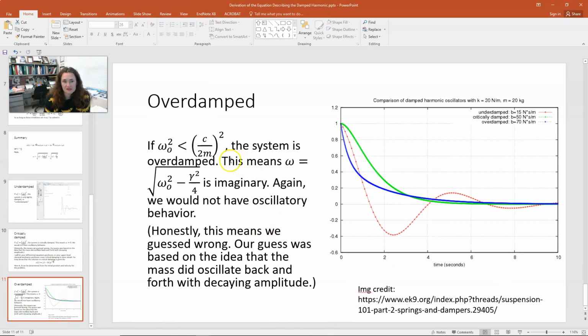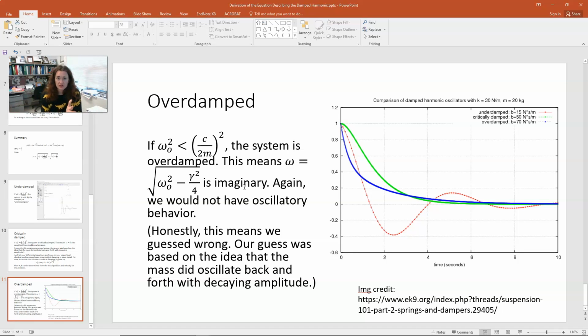Now there's one other possibility, and that's if omega naught squared is less than (c over 2m) quantity squared. Really, this would mean that you had a very weak spring, and the damping is a more dominant force over that weak spring. And you can picture what that would look like in your head, right? You would pull the mass to the side, and you would let it go, and the spring would try to fight the viscous friction, but it would just so slowly start to move back towards equilibrium, and you might be waiting a very long time before it even reached equilibrium again.